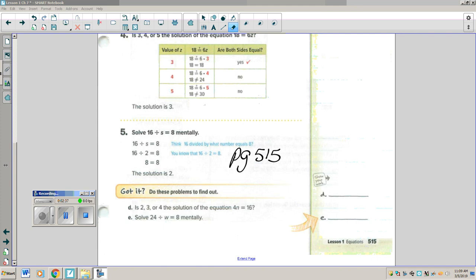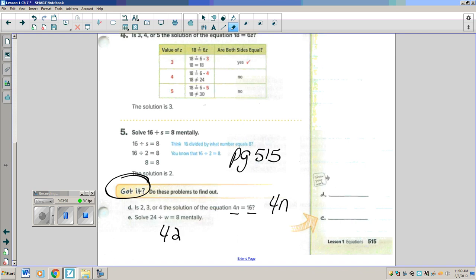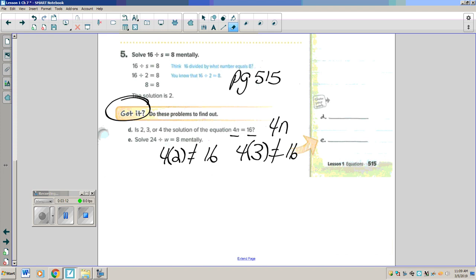Okay, jumping to page 515 on the bottom, on the got it part of the page, is 2, 3, or 4 the solution of the equation 4 times n equals 16? When a number is written next to a variable, that's multiplication. This time we're using n, so that means 4 times whatever n is. So the first one is 4 times 2. Does that equal 16? No. 4 times 3. Does that equal 16? No. And the last one, 4 times 4. Does that equal 16? That's a yes.